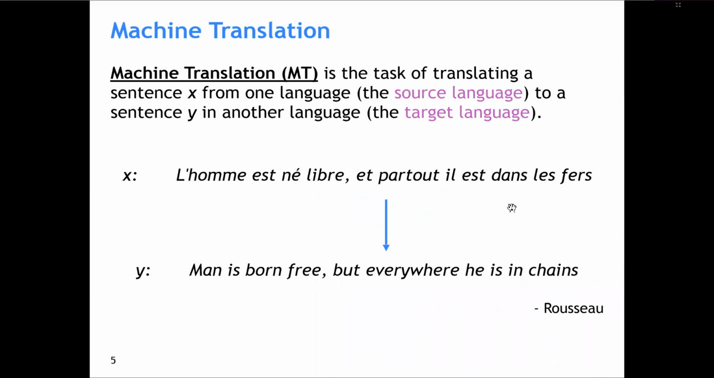So what is machine translation? I think it's easy to understand, right? We have a source language, I think it's French here. I don't know French. So this is the source language, and we want to map it to a target language, English. So X is our input, and we want to transform it to our target, Y. So this is a sequence-to-sequence mapping.